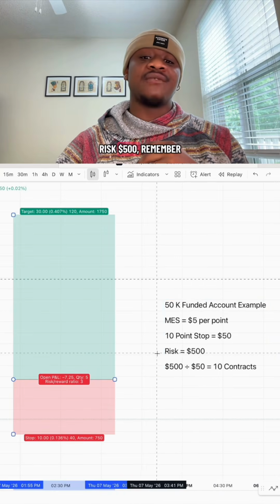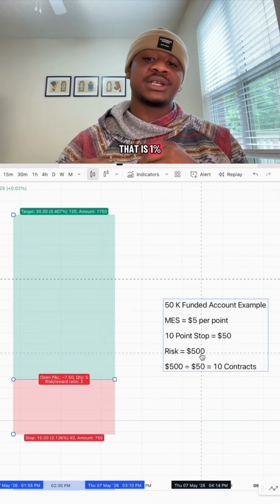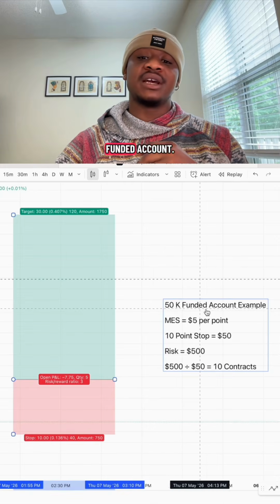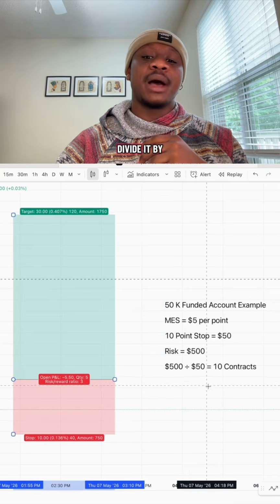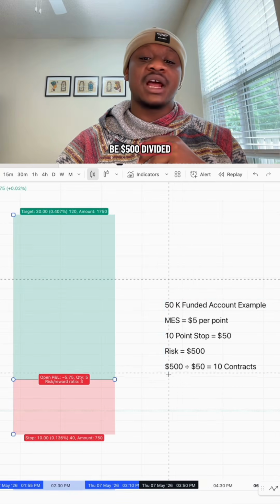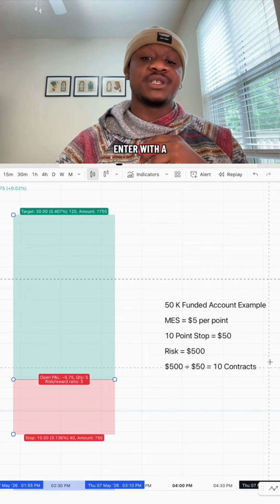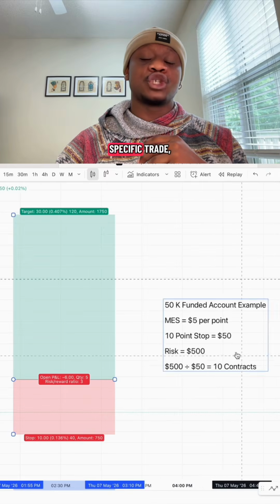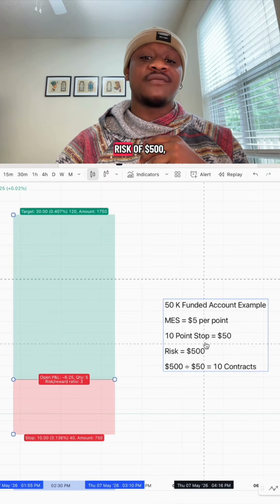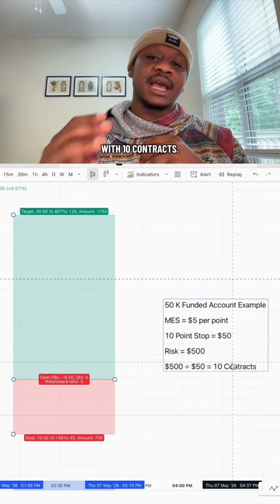If we can risk $500, remember that is 1% of a 50K funded account, you take your risk and you divide it by your stop, so that would be 500 divided by 50. And then now you can calculate how many contracts you can enter with a specific trade. So for this specific trade, for our maximum risk of $500, we can enter with 10 contracts.